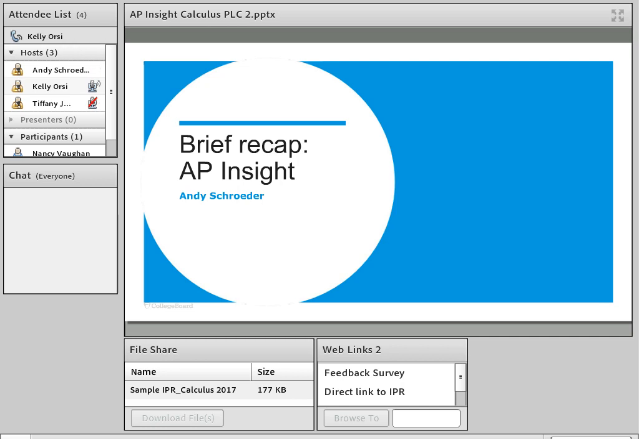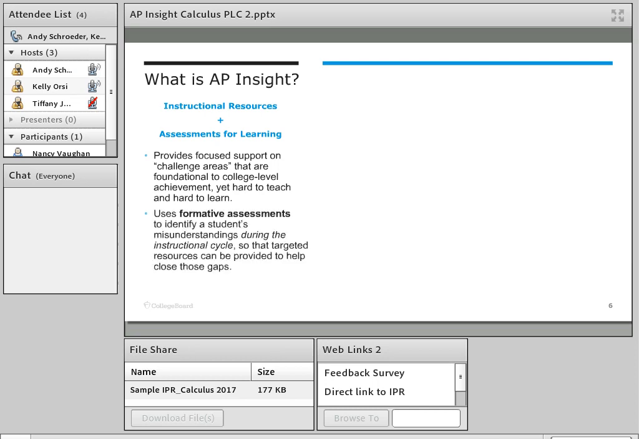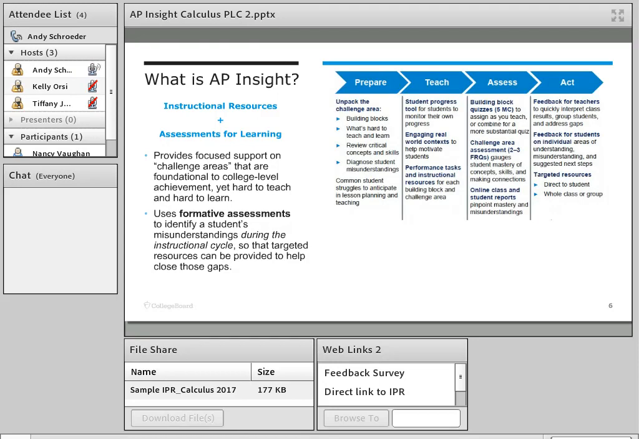AP Insight is an instructional resource for assessment for learning. It provides focused support on challenge areas that are fundamental to college level achievement, but yet hard to teach and hard to learn. It's very important that we keep in mind it's a use of formative assessments to identify student misunderstandings during the instructional cycle, so they can target the resources that provide to help close the gaps before they take the major summative assessment at the end, which of course is the AP exam.